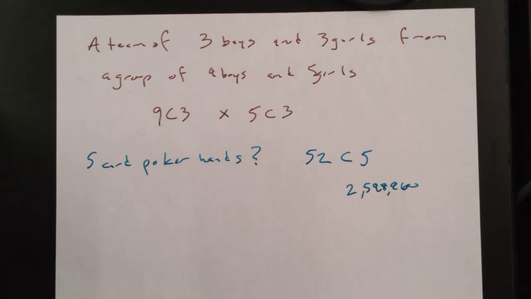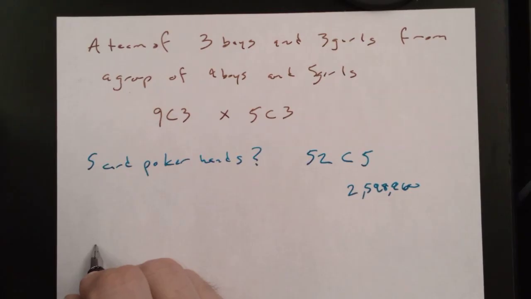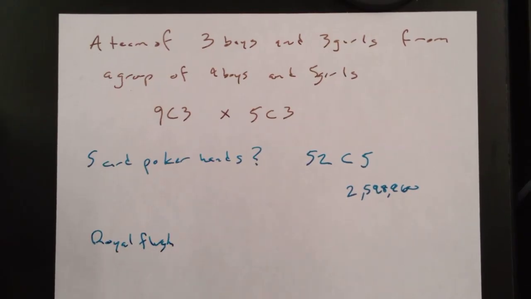Best possible hand in a poker game? Dean, you said you played? What's the best possible hand? Royal flush. A royal flush consists of a 10, jack, queen, king, and ace that all have the same suit.